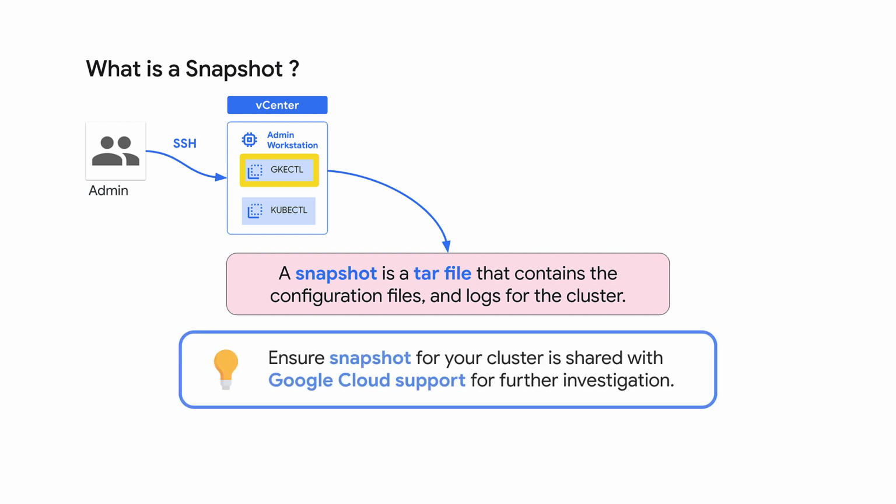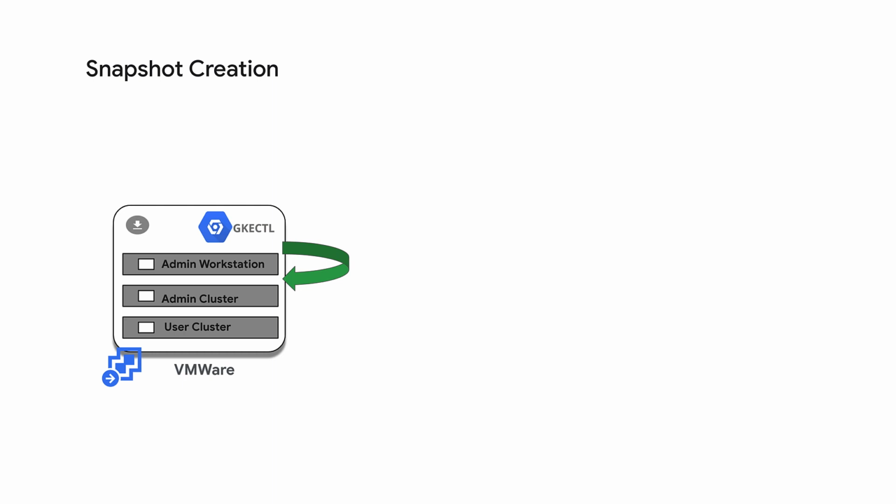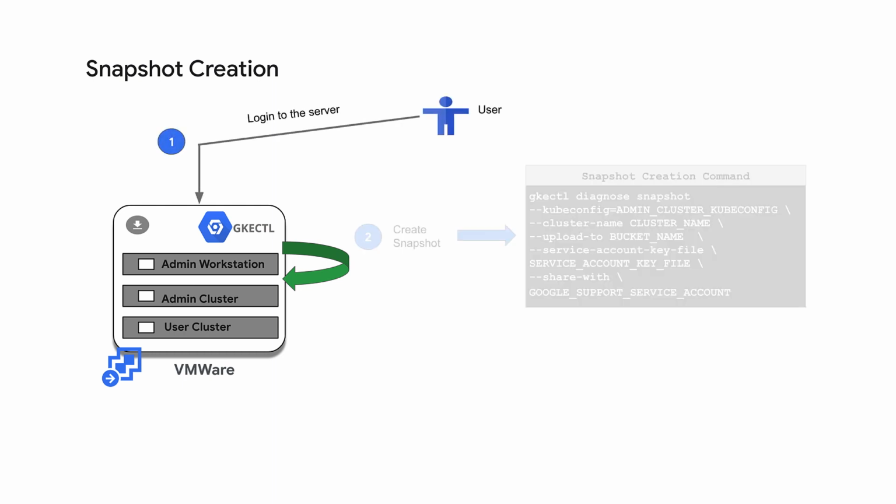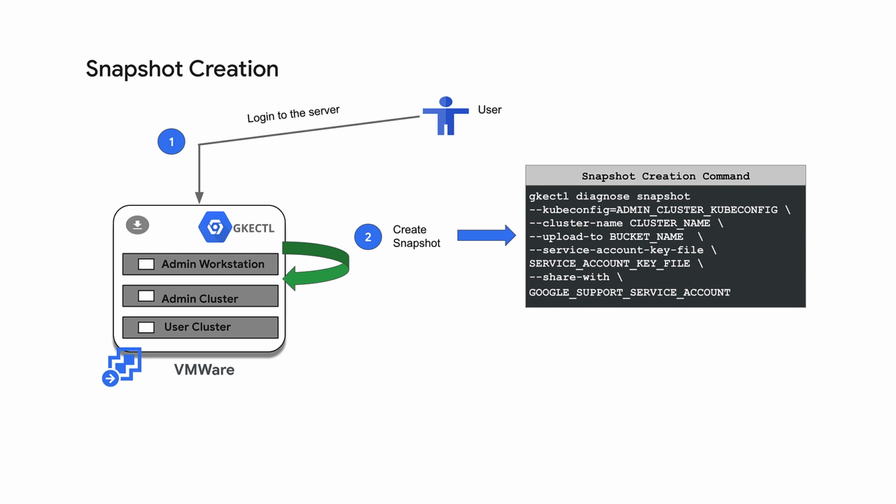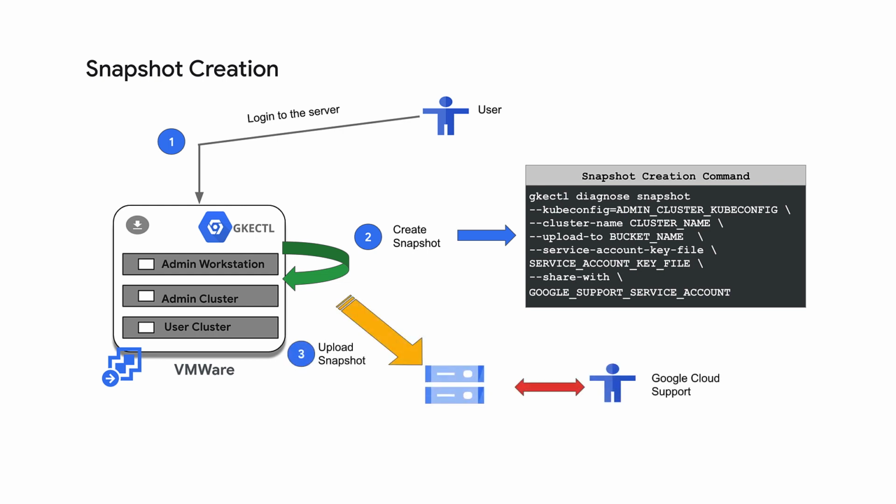Please note that the snapshot is an important artifact that helps Google Cloud perform a deep dive analysis and help resolve the issues with your cluster. Remember to share the snapshot to Google Cloud support as part of your support case. Use this command to create the snapshot for a VMware cluster. Keep in mind, the command not only saves the snapshot to your local disk, it also uploads the snapshot to the storage bucket where we have provided access to the Google Cloud support team.